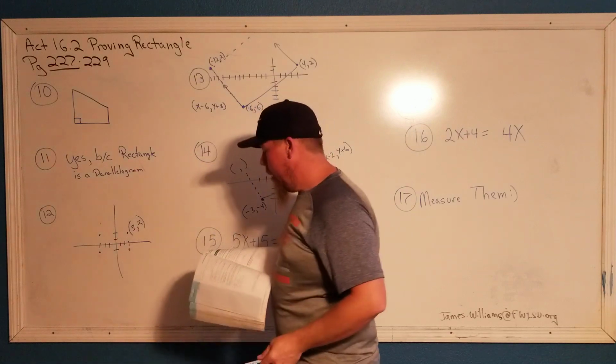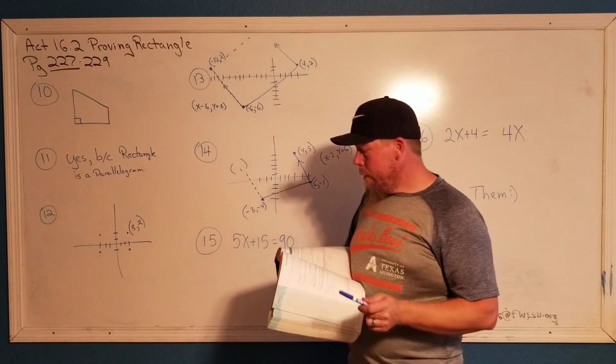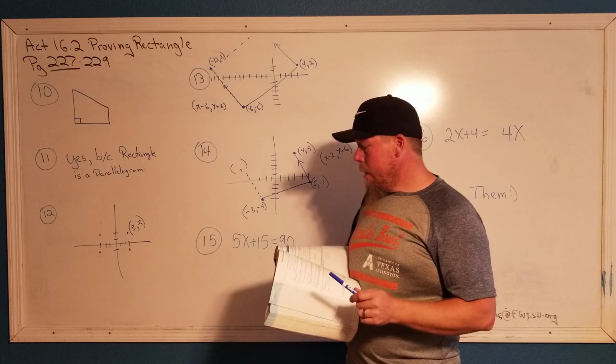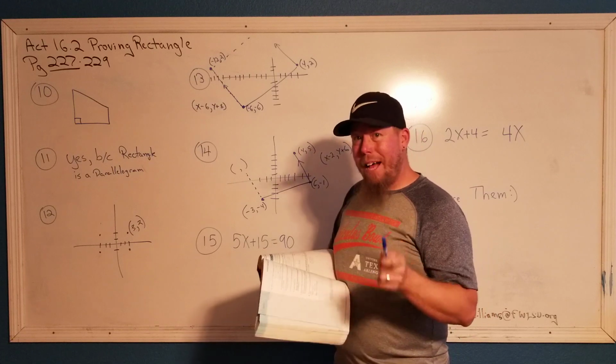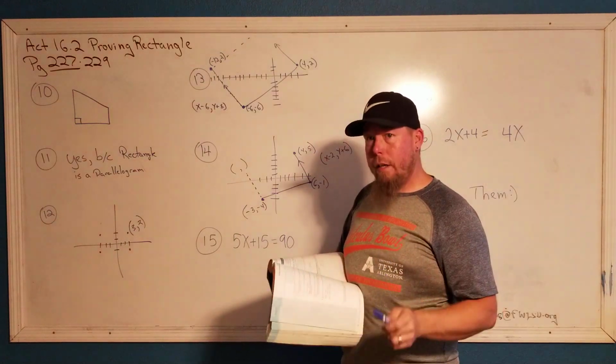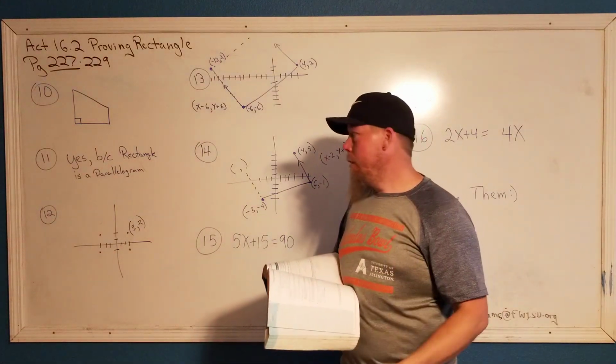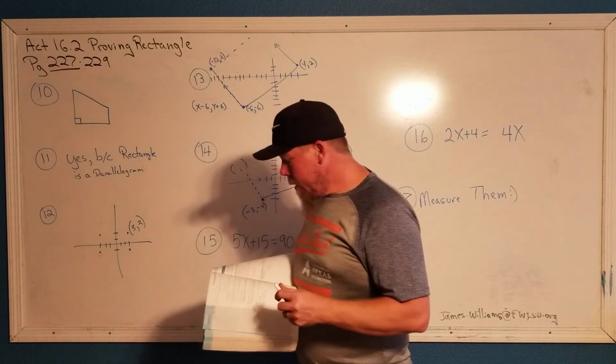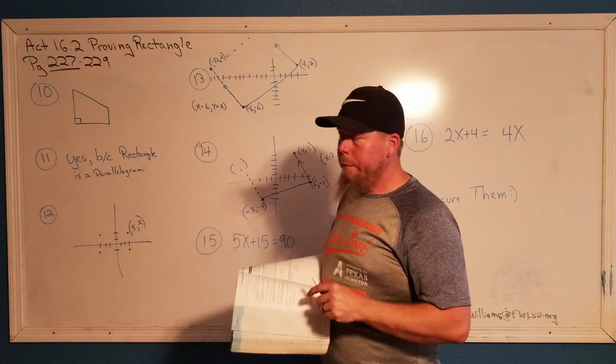Congratulations. Number 11, it says, do the diagonals of a rectangle bisect each other? Justify your answer. Remember, bisecting diagonals is a parallelogram property, and all rectangles are parallelograms. Therefore, yes, they do. Number 12, 13, and 14 are all very similar.